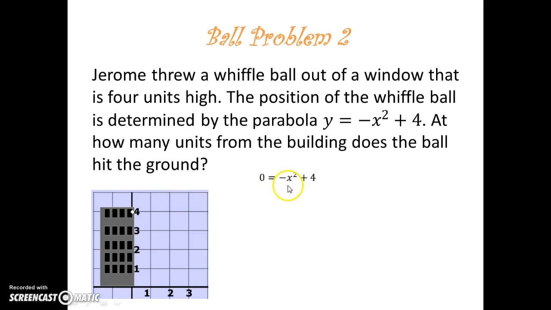First, I'm going to add the x squared over to the left-hand side. Now I have x squared equals 4. This says some number squared is 4, and that number would be 2. So at 2 seconds, the ball will hit the ground.